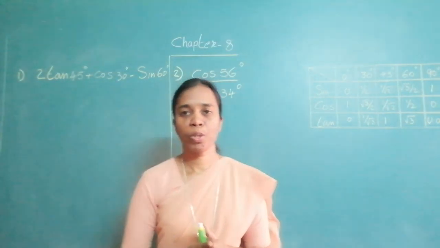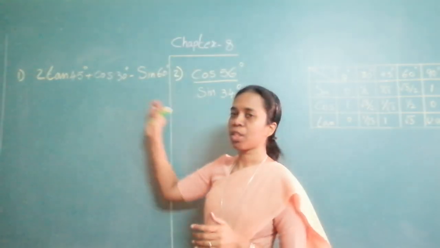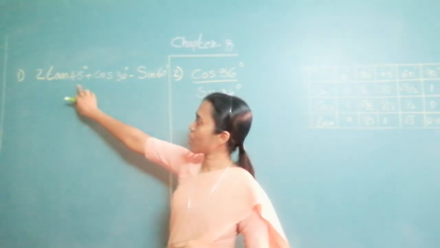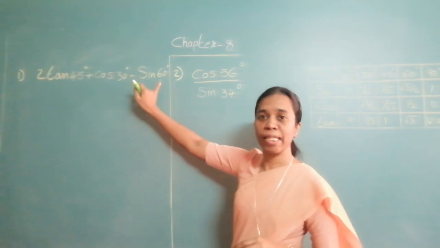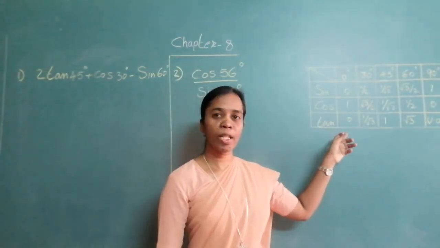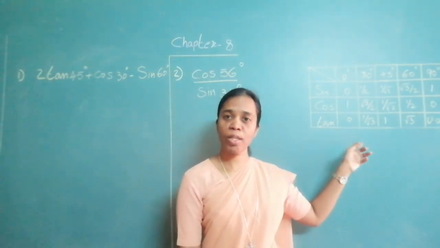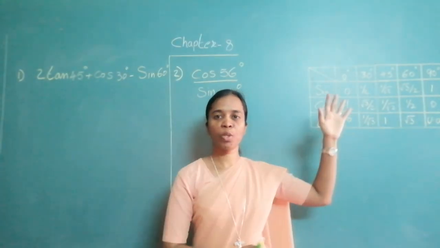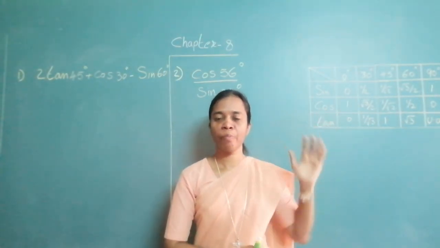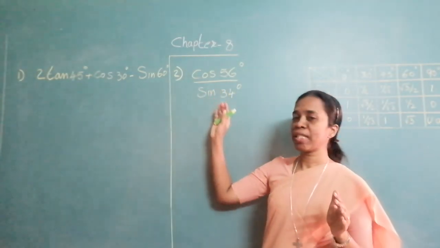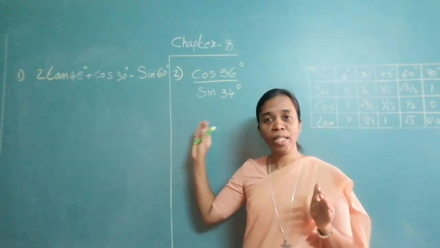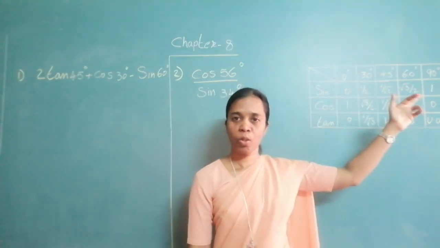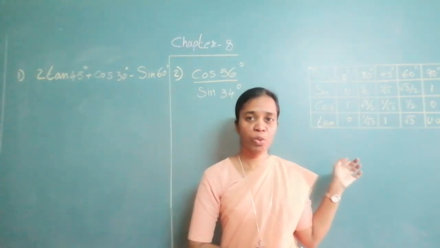First I want you to see the difference between these two questions. If you look at this question, you can see that 45 degree, 30 degree, 60 degree come directly into the table. The values are directly from the table, so you have to just substitute those values from the table and solve it. While coming to cos 56 and sin 34, these values are not coming in the table. So which formulas do we use over here?